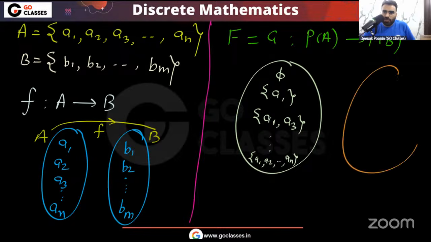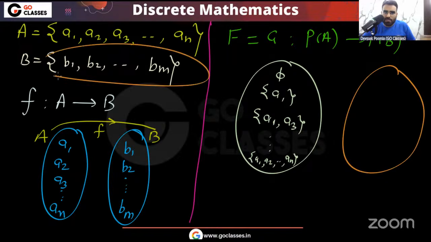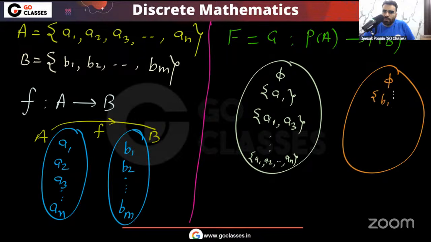And from the power set of A to the power set of B, what is the power set of B? That is the set of subsets of B. So all the subsets of B, for example, phi. For example, you can see this B1. For example, you can see this B2.